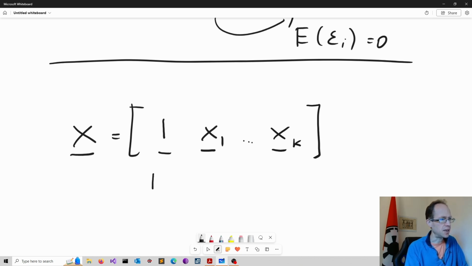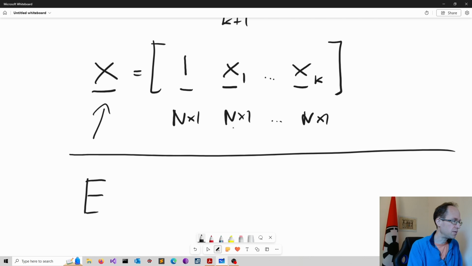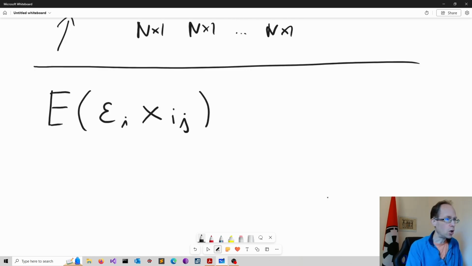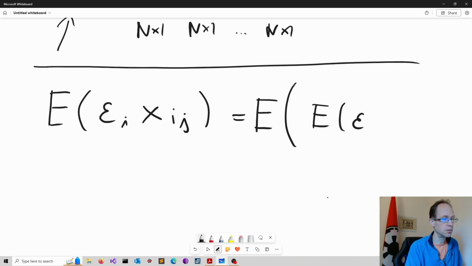Now all of these vectors have dimensions n times 1, so these are all column vectors, and of course you have k plus 1 columns, so we have the expected dimension for the data matrix. Can we say anything about the expected value of my error term and one of these independent variables? That's an interesting question to ask. Now what you can do, using the law of total expectations, is simply write this as the expected value of the expected value of epsilon_i x_ij given the data matrix.